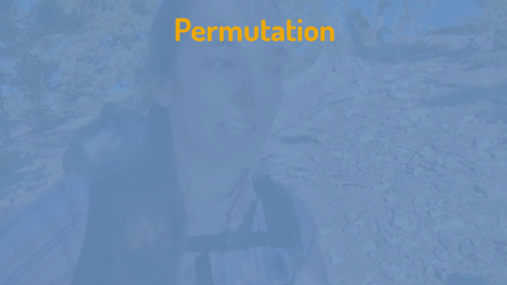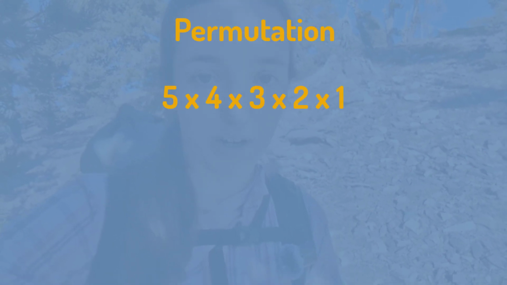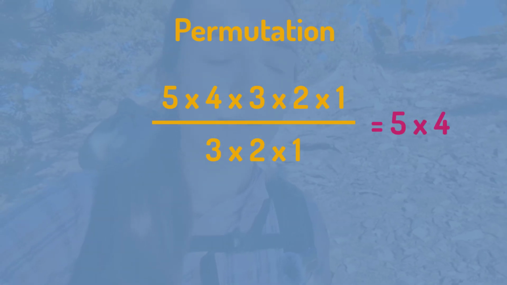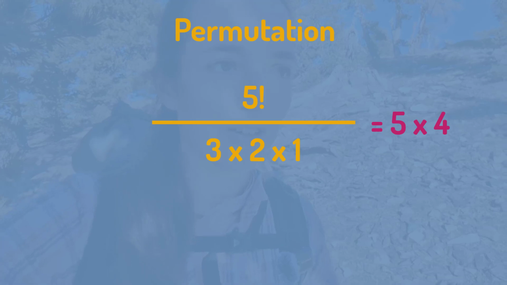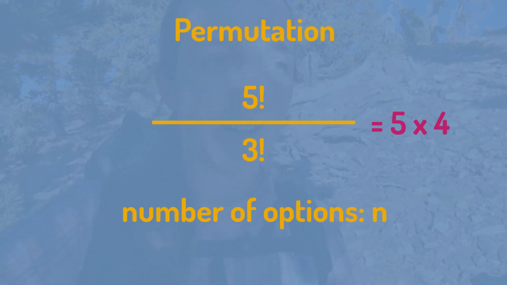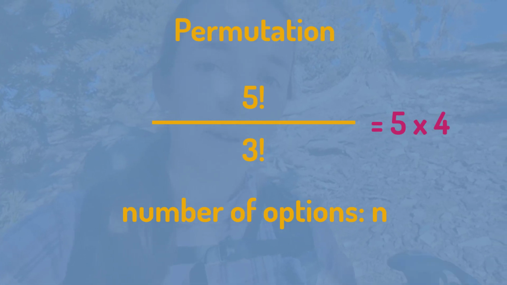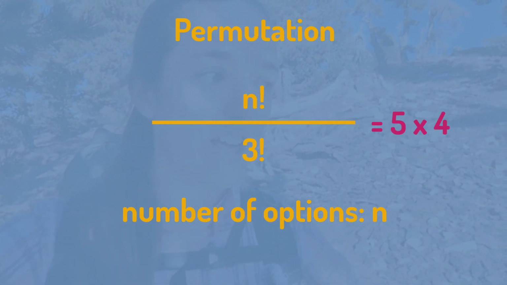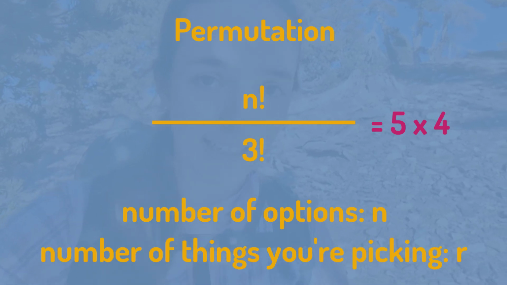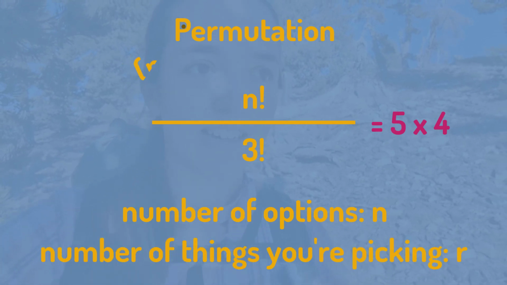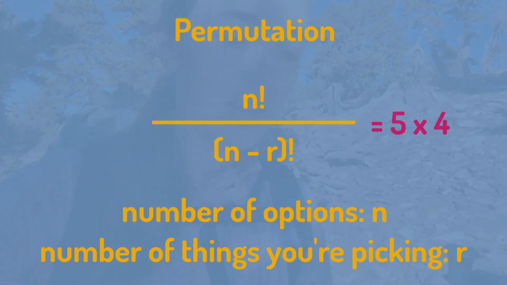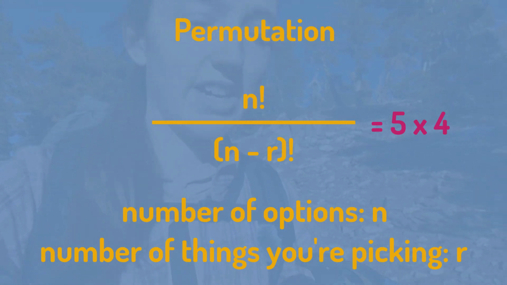The way we got it was by taking 5 times 4 times 3 times 2 times 1, but then taking away the 3 times 2 times 1. Simplified, that's like 5 factorial over 3 factorial. So if the number of options is n, that'd be n factorial on the top. And then on the bottom, let's say r is the number of things you're actually picking. It'd be n minus r factorial on the bottom, because if you're picking 2, you've got to get rid of the other 3 in the factorial.